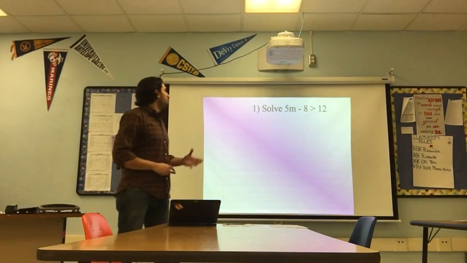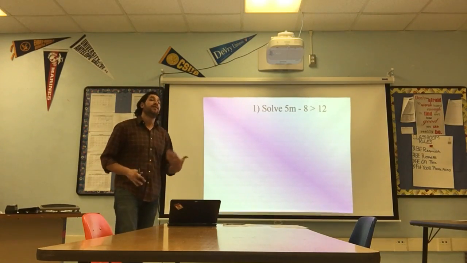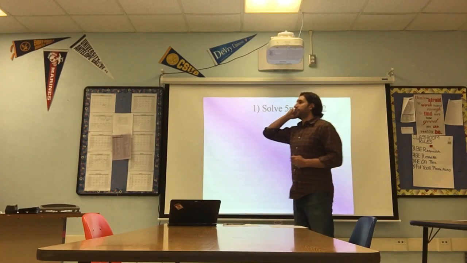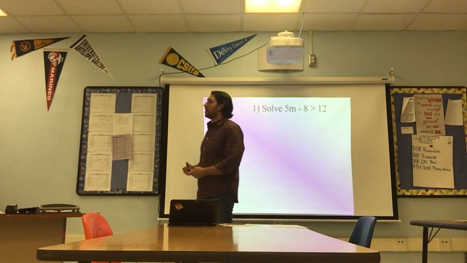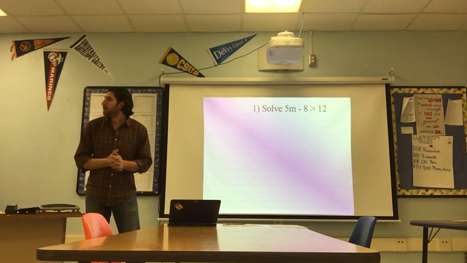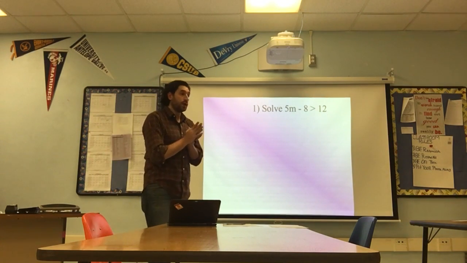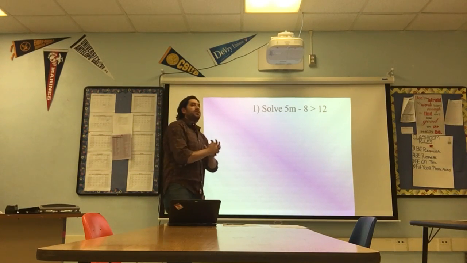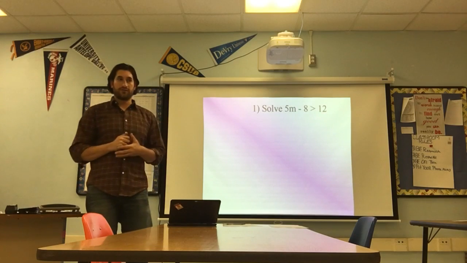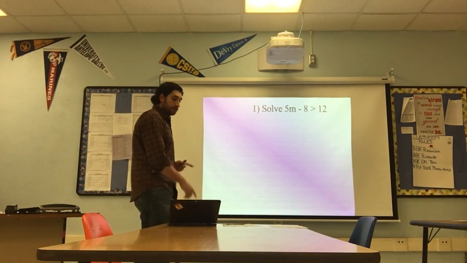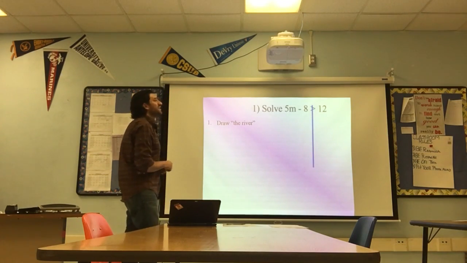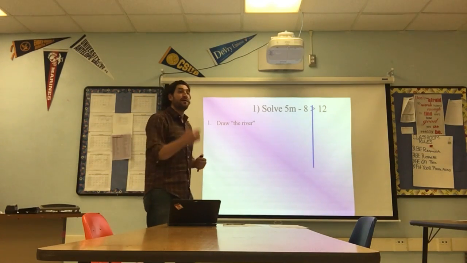All right, so when we have 5m minus 8 is greater than 12, we have to remember our rules of how we solved our equations before. We have to remember the distributive property, and we have to remember the properties of equality. Now, what do you think is the first thing I have to do by remembering and recalling on your equation solving problems? Excellent, we divide a line. Good job, I love that you guys remember that. We draw the river all the way down. Now, what is my next step?